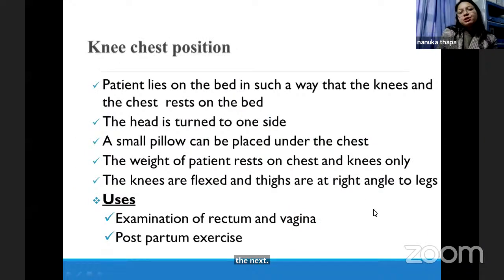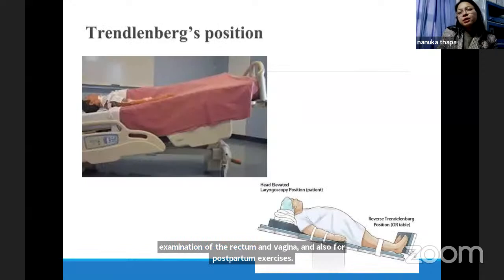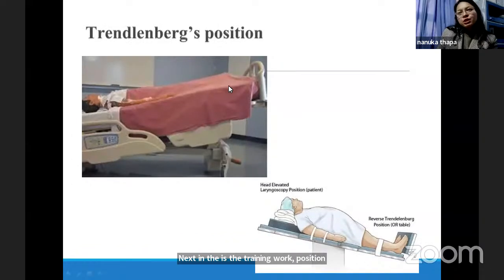We use this position for examination of the rectum and vagina, and also for postpartum exercises. Next is the Trendelenburg position. So in the same way, this patient is lying in a supine position, but the only difference here is that the head is tilted downwards. This is the Trendelenburg position, and this is the reverse Trendelenburg position. And also, we need straps so that the patient will not fall off the table.